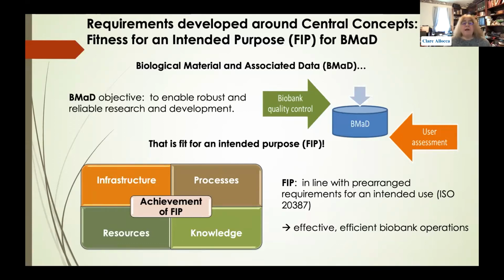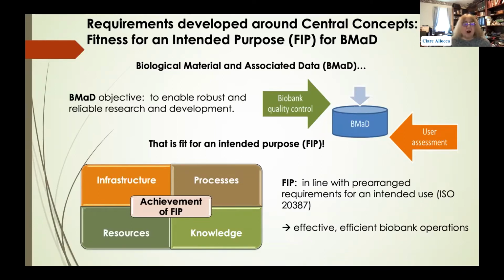The other focus of the document was that the biological materials and data needed to be fit for an intended purpose. And this was a very interesting concept for us to all understand on the same level. At the highest level, our definition of fitness for an intended purpose, and you'll see it as FIP in other places, is in line with prearranged requirements for an intended use.